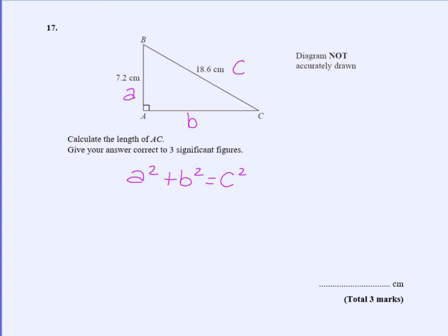We're going to have to rearrange the formula in order to work out the length of the shorter side. So we're going to need C squared, subtract A squared equals B squared, substitute those values in. So 18.6 squared, subtract 7.2 squared equals B squared. So type the numbers onto a calculator.